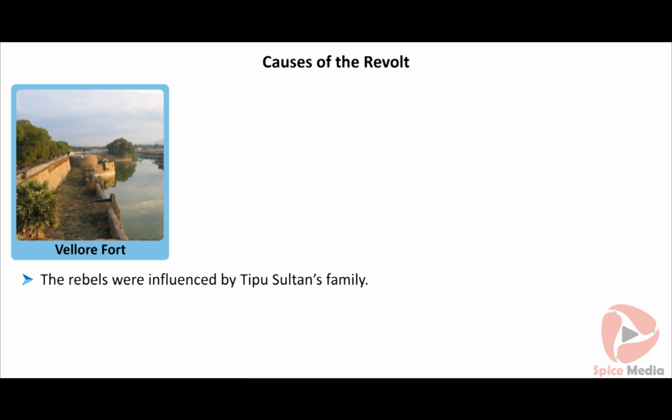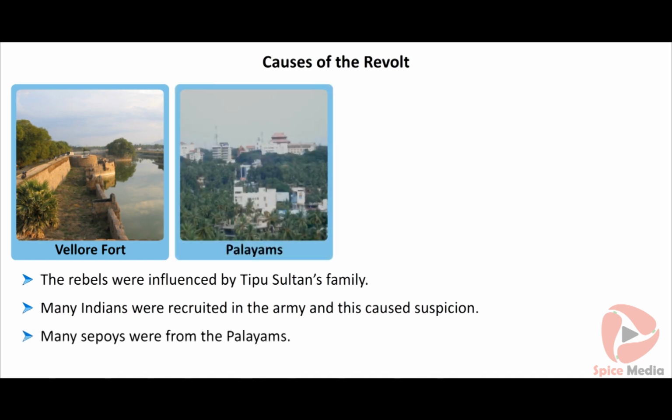Causes of the revolt. Tipu Sultan's family was kept in the Vellore fort after the death of Tipu Sultan, and they influenced the rebels. Suspicion was formed in the minds of the Indians due to the recruitment of a large number of Indians in the army. After the death of great leaders like Pulithevan, Kattabomman, and the Marudu brothers, the residents of the Palayams were recruited as sepoys. This caused great concern to the Indians.